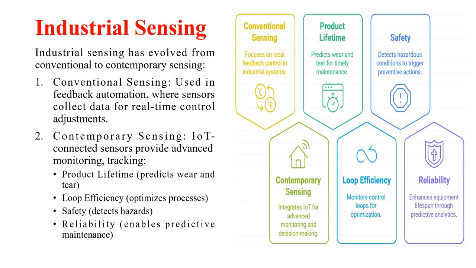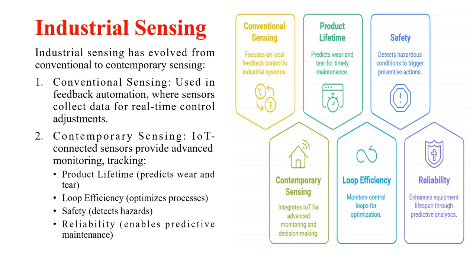The first type of sensing is the conventional sensing, which is used in feedback automation within the industrial control systems. The sensors collect data from the machines or processes and send it to the controllers for real-time adjustments. Based on the feedback received, necessary actions are taken as per the system requirements. An example is in a high temperature controlled manufacturing process, a thermocouple sensor detects the temperature changes and adjusts the heater accordingly in order to maintain the set point.